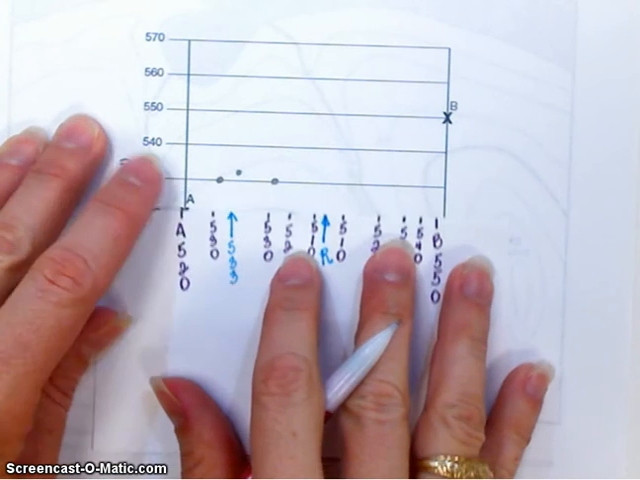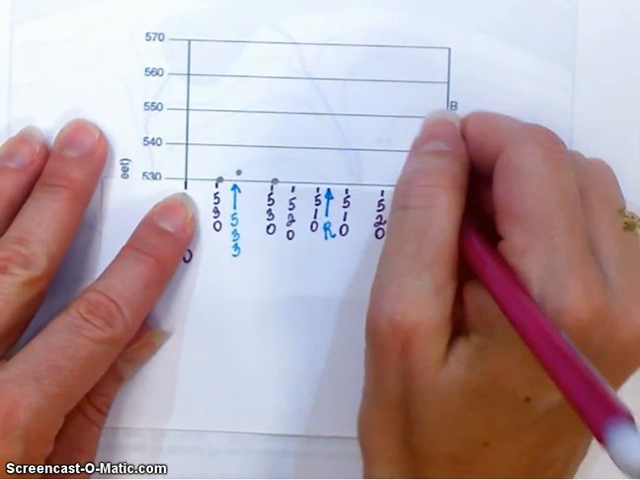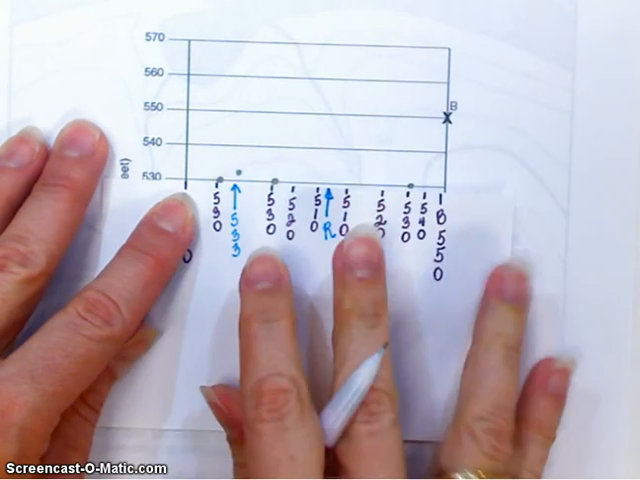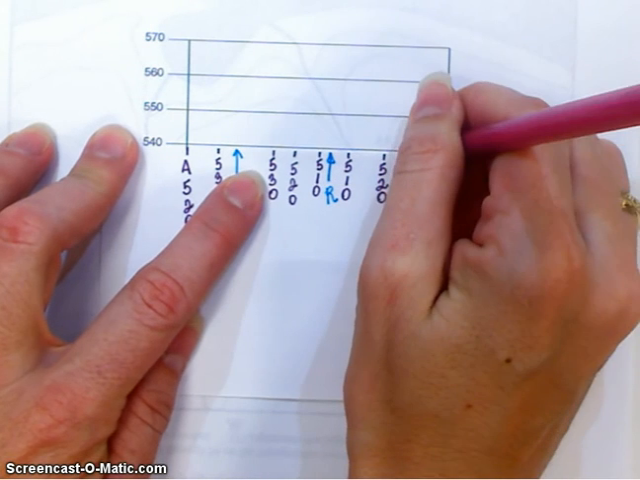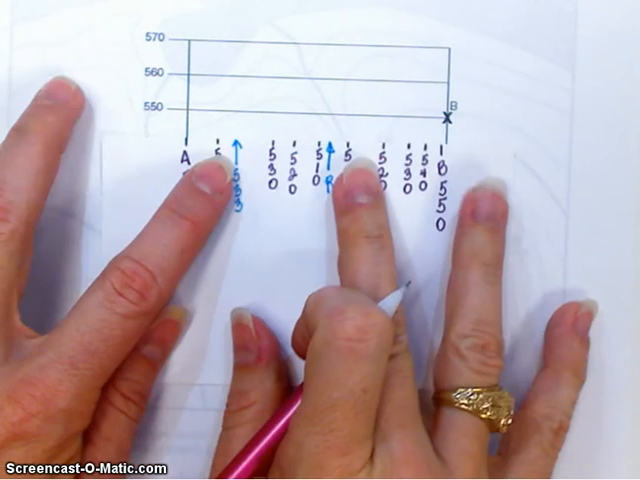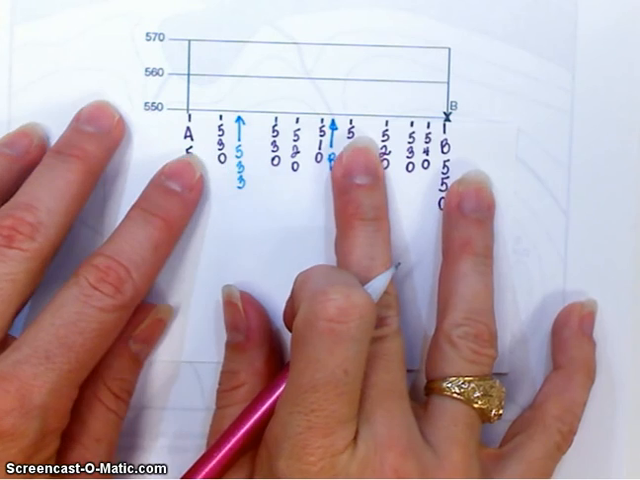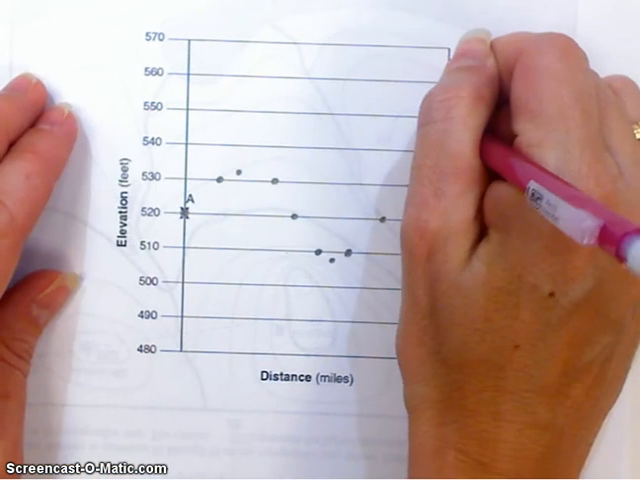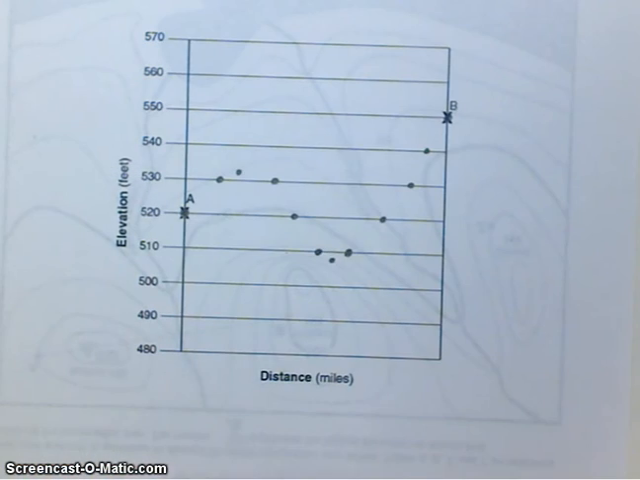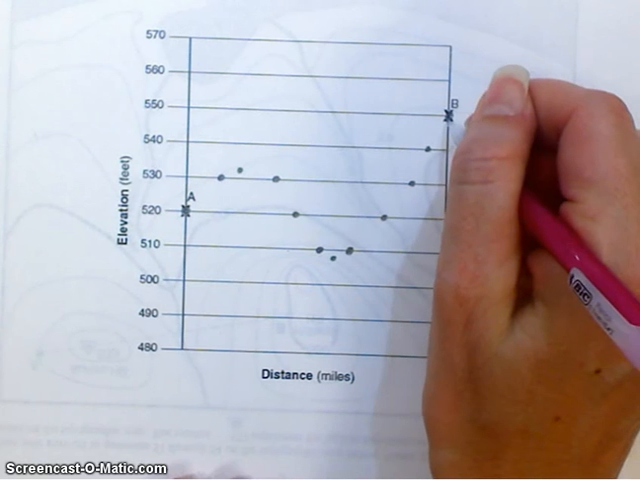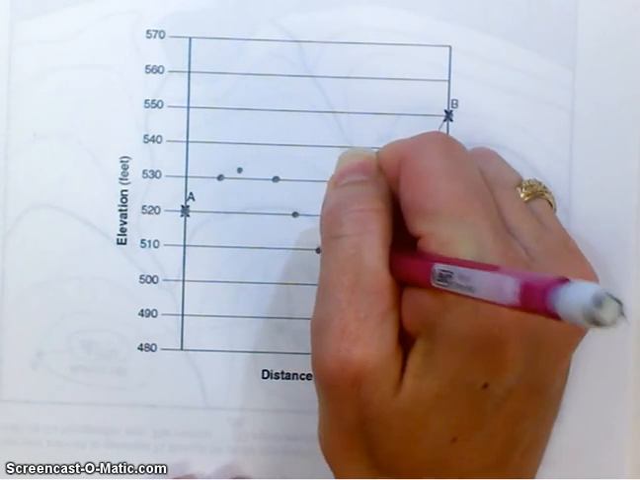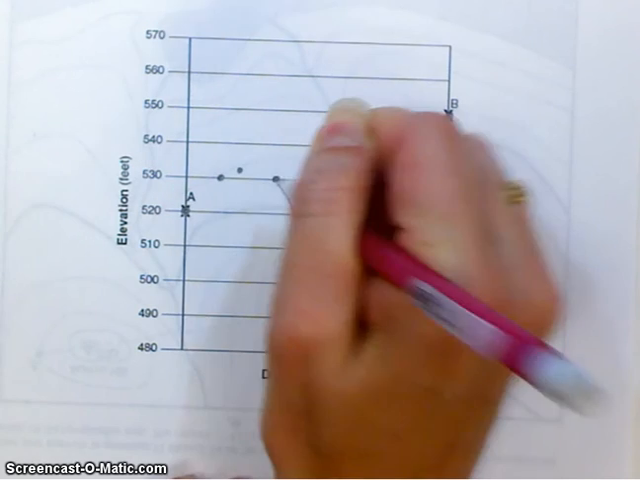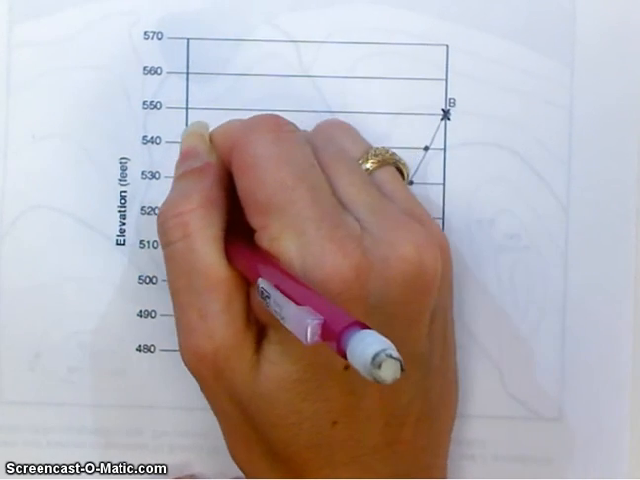I need to go back to 530, go up to 540, and then notice B is supposed to be at 550, and B is already marked. So that's what I get. And then I'm going to connect these with a smooth line. Okay.